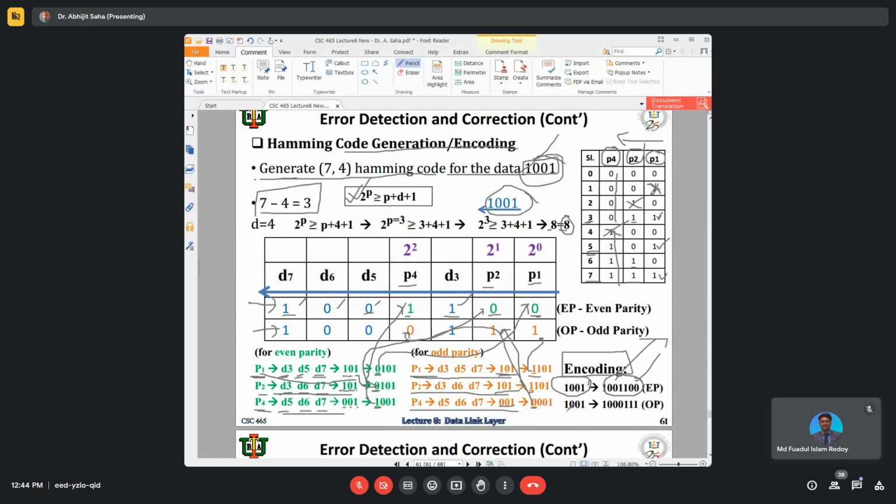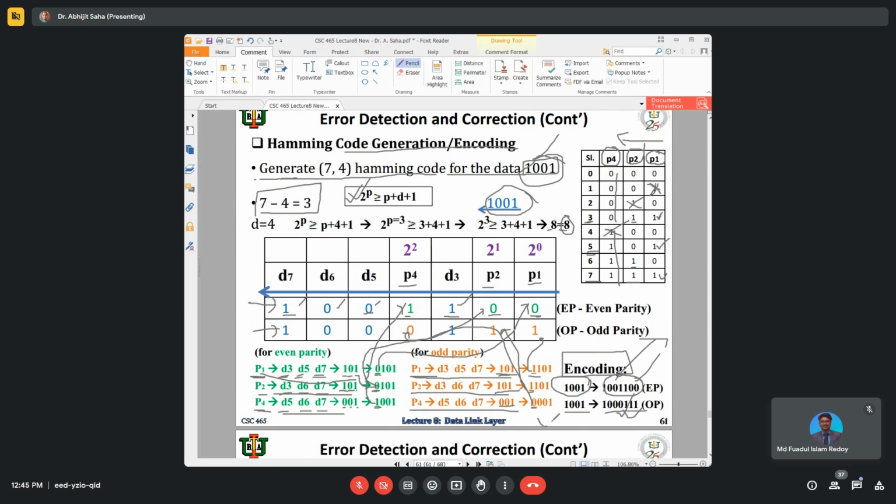If it is odd, then this is my original data bits and this is my odd parity. What I found is 1000111, that is the odd parity. So if I'm using odd parity, then I'm going to send this data from one node to the next node. Is it clear? Yes sir, clear.